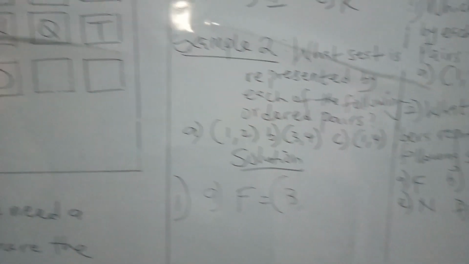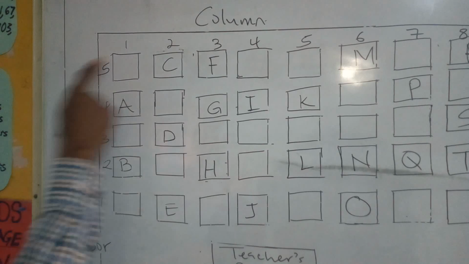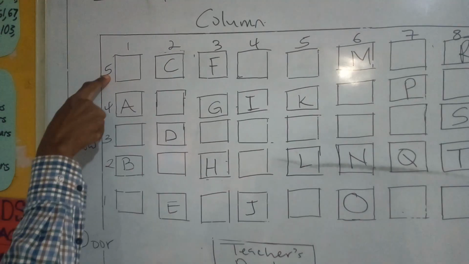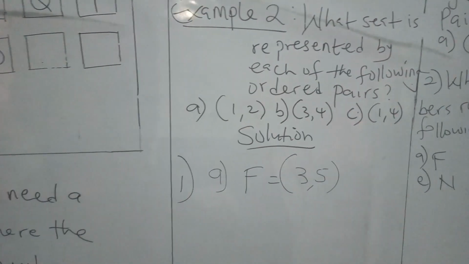And what's the column number? 3. So that means I'm going to start with what? 3. Then trace to your what? To your left hand side to give us the row number. And it is resting on what? 5. So my answer is what? 3, 5. Can you see, class?